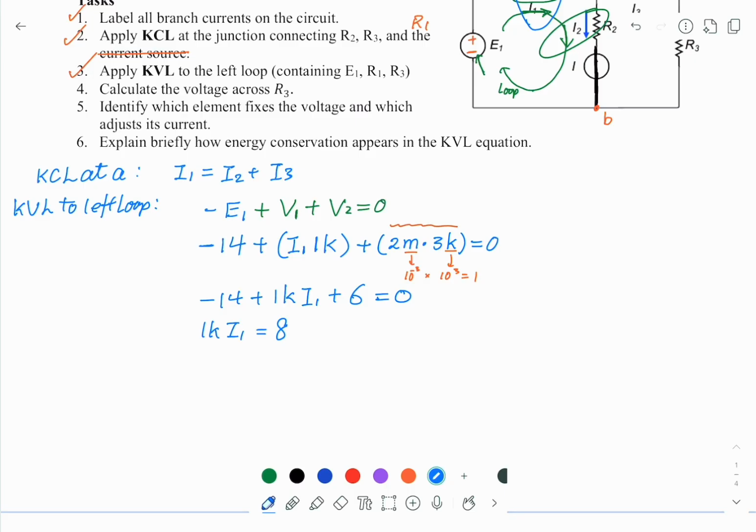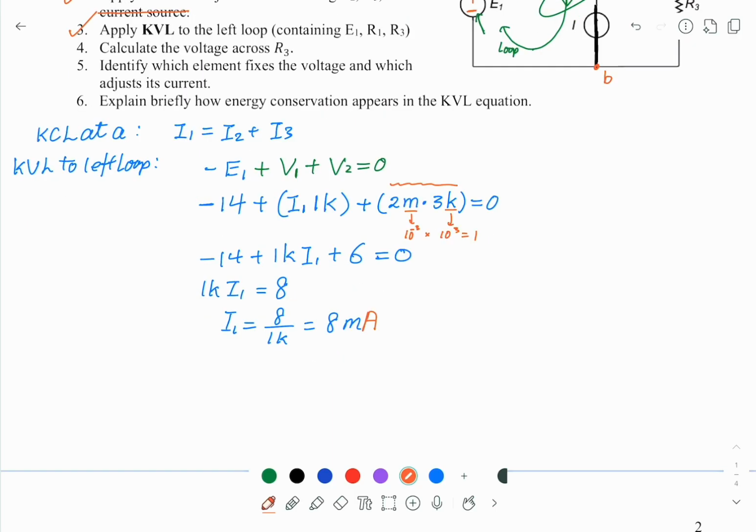Now 8 I know is volt, but can you see here? This is I1 equal to 8 divided by 1k. So it is 8 milli. Now you can put the unit at the end, which is ampere. The milli or the ampere, you put it included in the last stage. We want to calculate the voltage across R3. So let's do it.